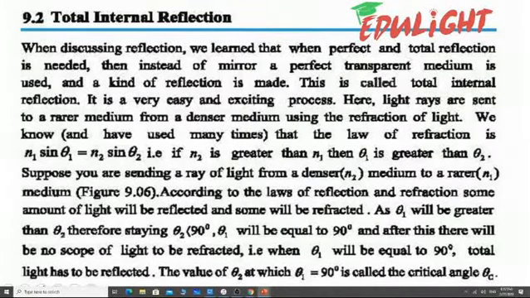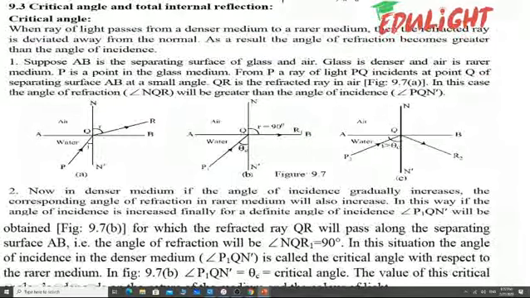Let me go to another example, another thing, that is the critical angle. Let us start from the beginning. When light is incident from a denser to a rarer medium, in some cases it is seen that for a particular incident angle the refracted angle becomes 90 degrees.